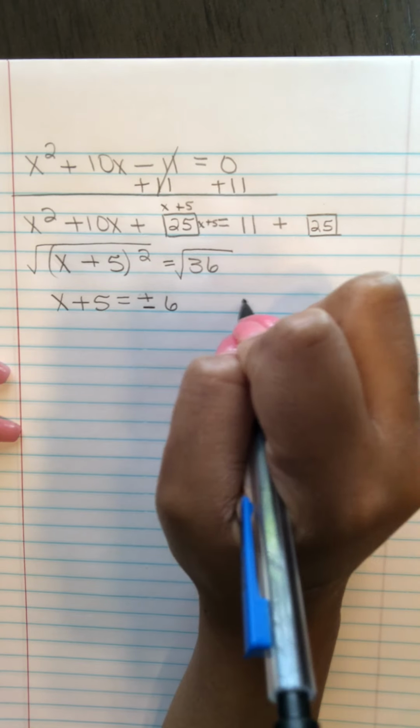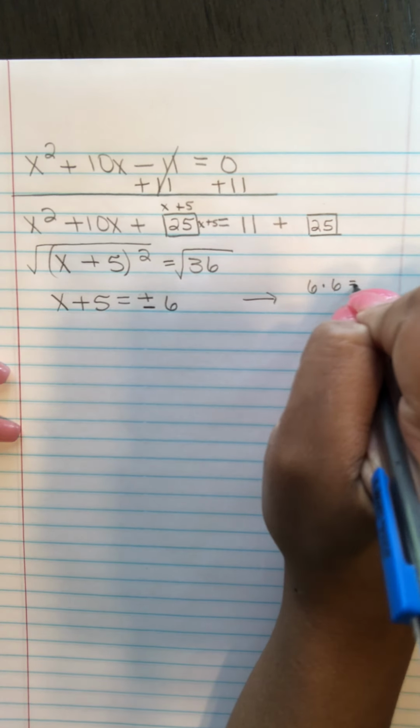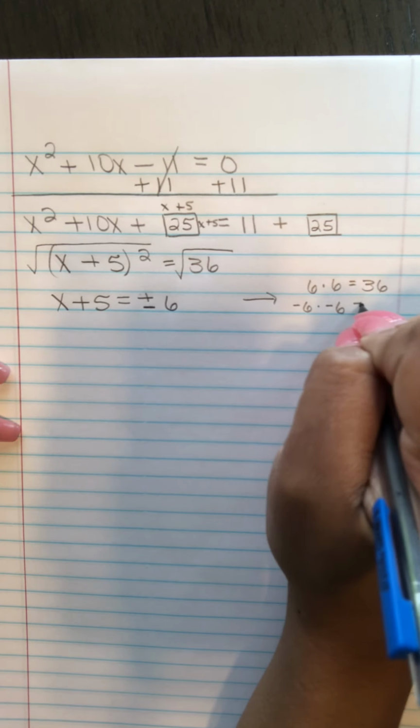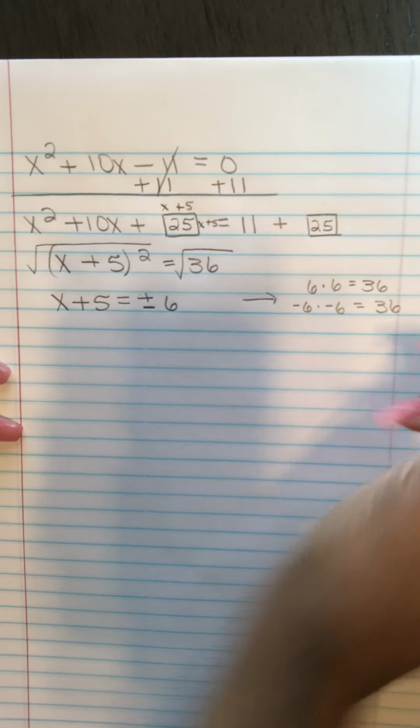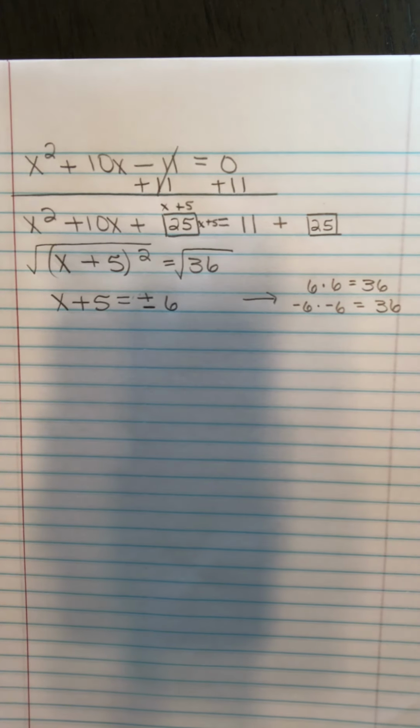Let's have a little sidebar and talk about this. Well, what is 6 times 6? 36. What is negative 6 times a negative 6? 36. That is why we have a positive and a negative 6. Now, when we're solving quadratics, of course, how many solutions are we going to have most of the time? We're going to have 2.